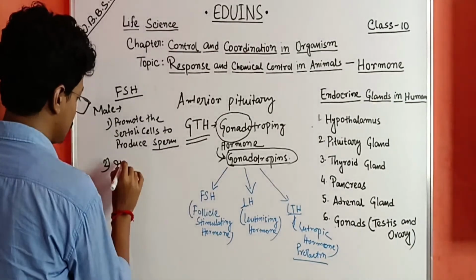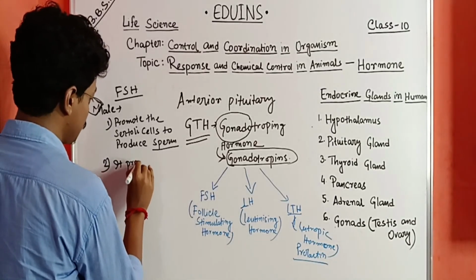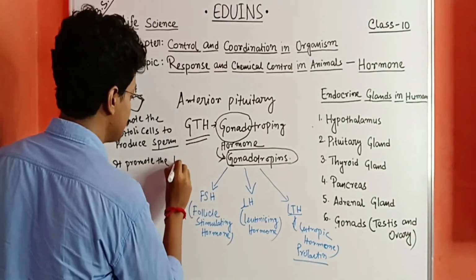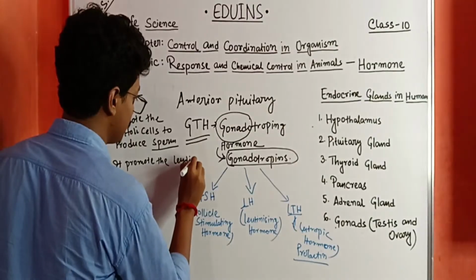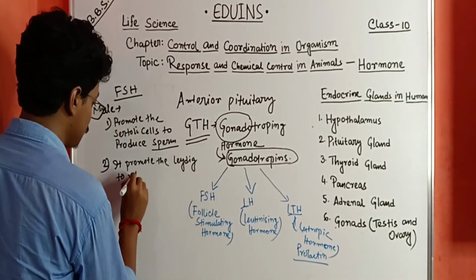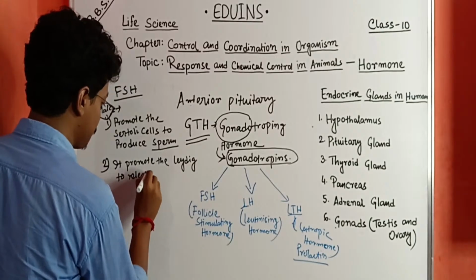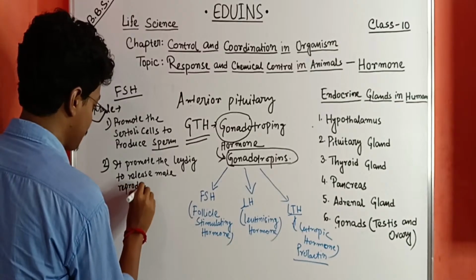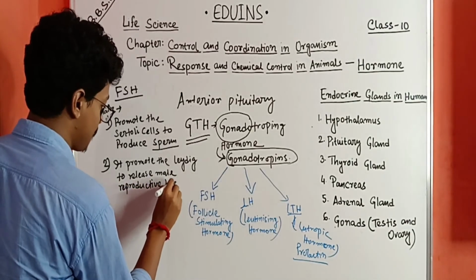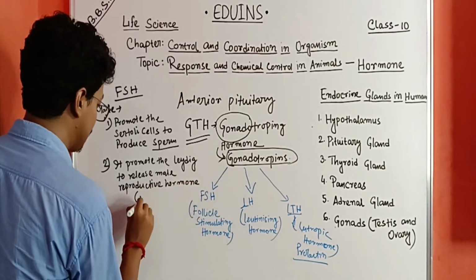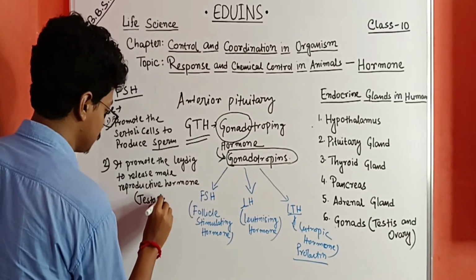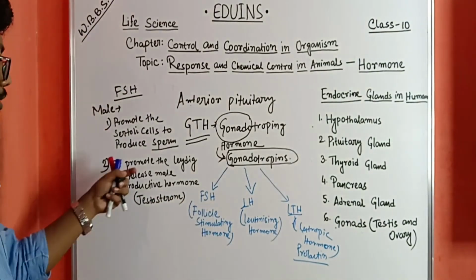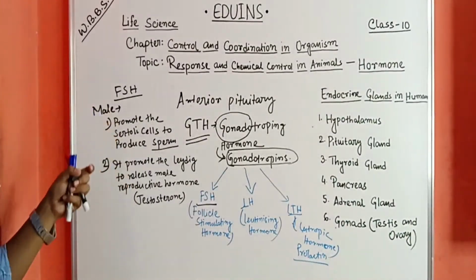Number 2, it promotes the interstitial cell of Leydig to release male reproductive hormone or testosterone. Okay, these are the main 2 functions of follicle stimulating hormone in male.